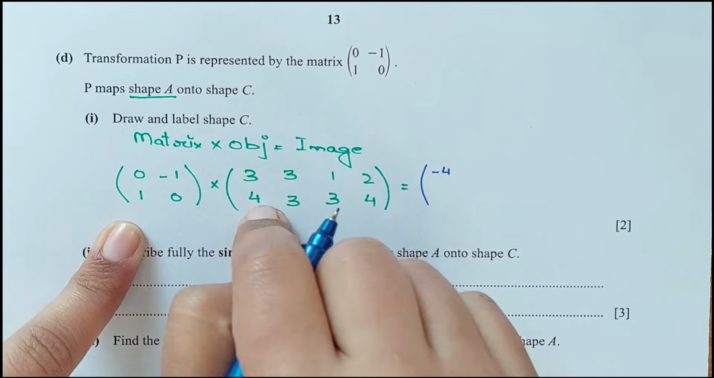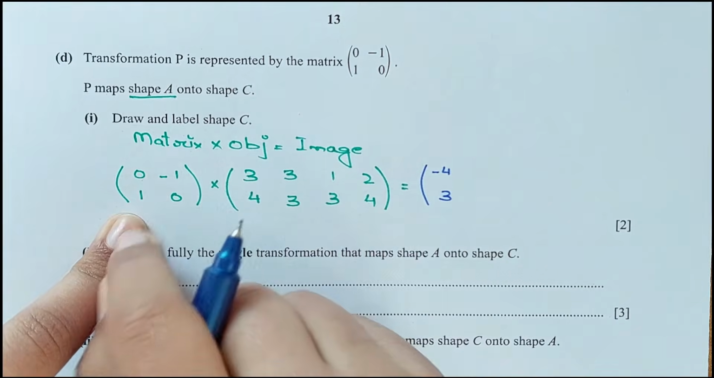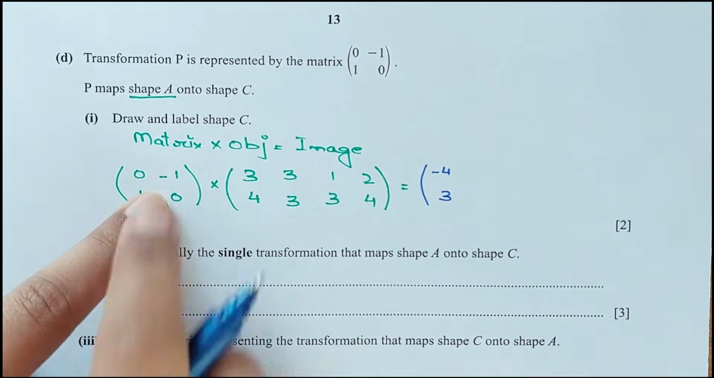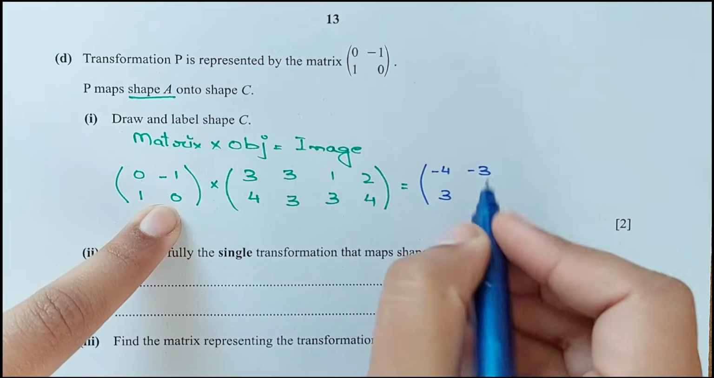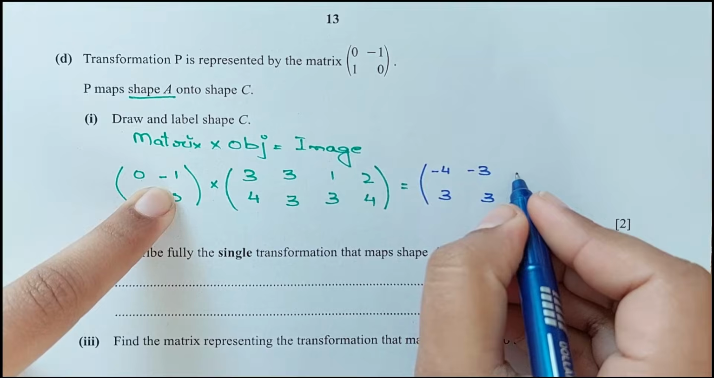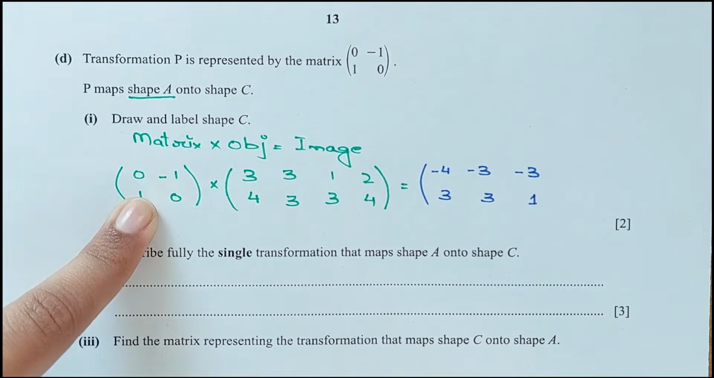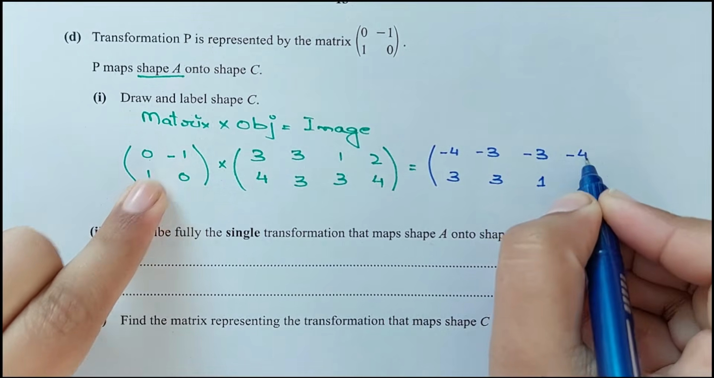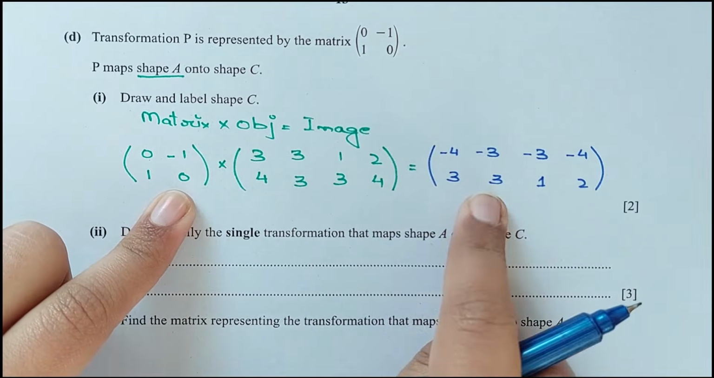Rows with the column. You have 3, then 0. You have 0 and -3, -3 over here, 3 and 0. -3 and 3, and then we have 0 and -3 here, and 1 and 0, 1. And the last one is 0, -4, 2 and 0, so it's 2. So these are the coordinates for shape C.